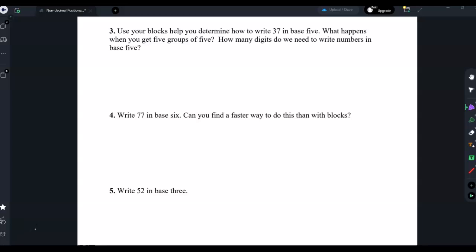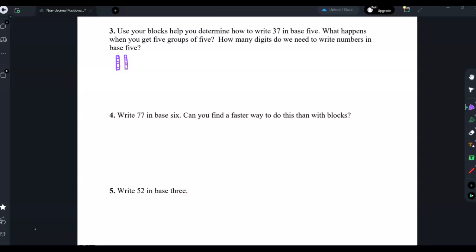So I'm just going to start grouping in groups of 5. I'm going to count to 37. Here's 1, 2, 3, 4, 5. Now that's a group of 5, so that becomes a rod. Now 6, 7, 8, 9, 10. That's another group of 5.